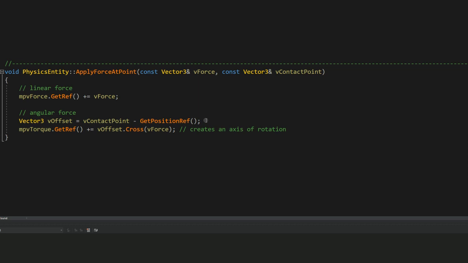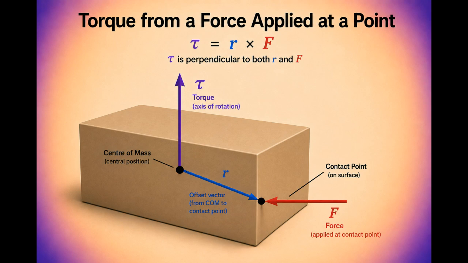We then accumulate the torque with the cross product of the offset vector and the force vector. We can see in this image how the resultant torque vector is perpendicular to both vectors and creates an axis of rotation for the entity.